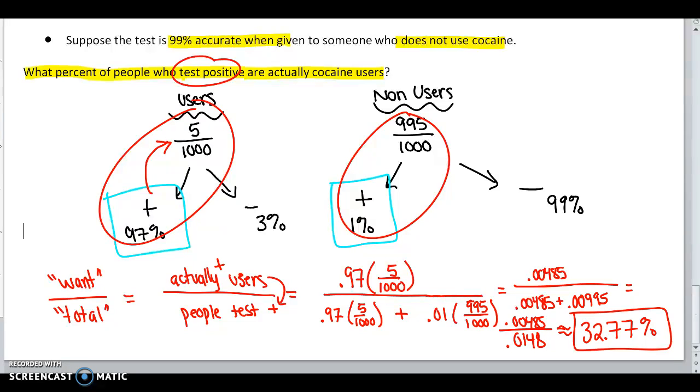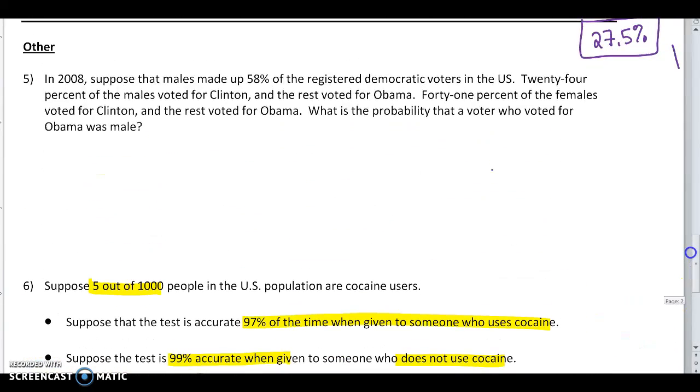Okay, so with that all calculated, you can see my work. I got 32.77% approximately, or approximately 33%. So that's what percent of people who test positive are actually cocaine users. So then you can also figure out what percent of people who test positive are not cocaine users, which would be unfortunate, but it does or could happen. I'll leave this one for you to try on your own. It's very similar structure. And I'll come back with the answer in a few.